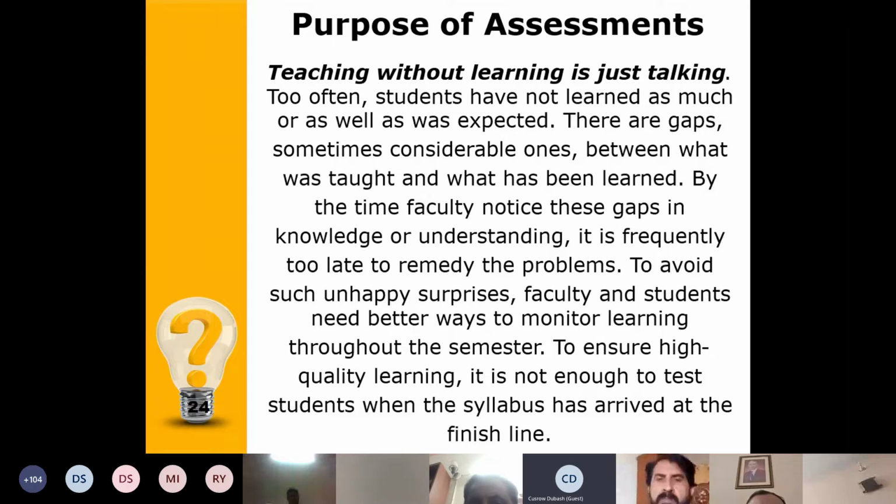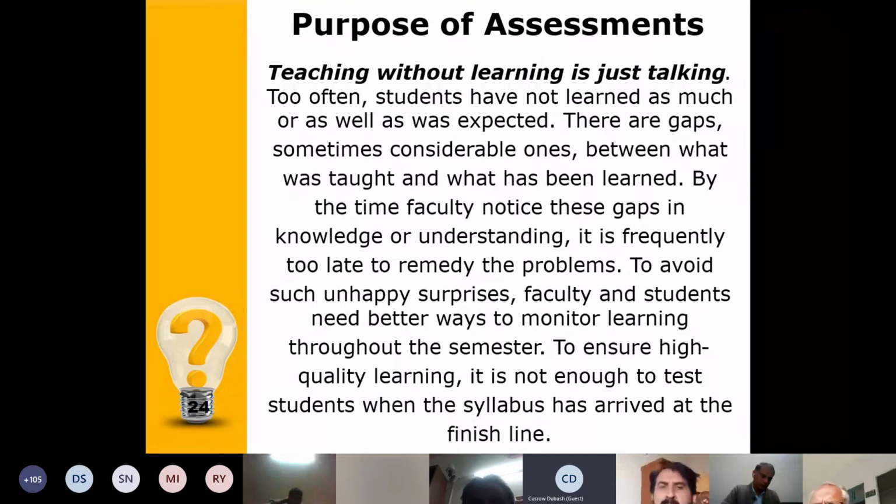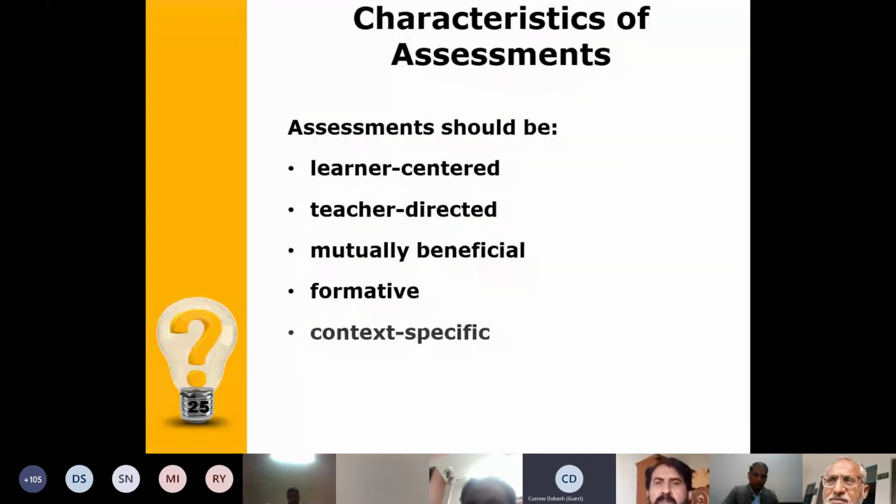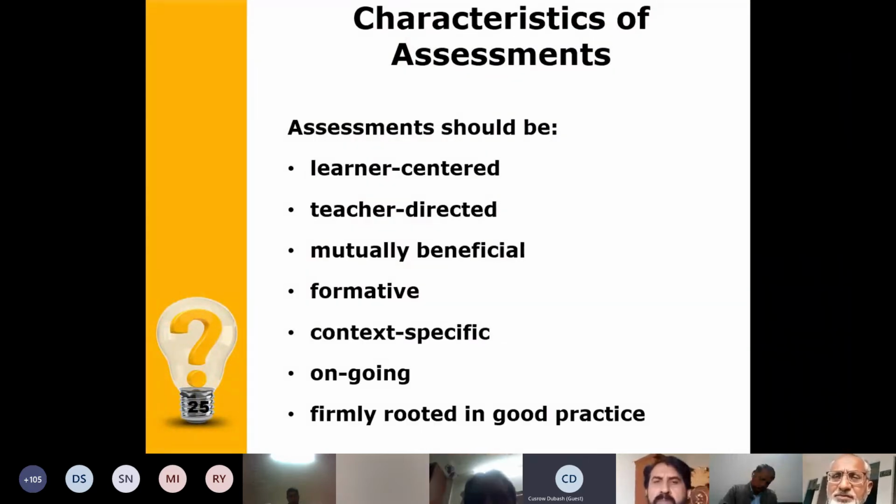So purpose of assessment is not to see how much the student has learned or memorized, but to see how much the student can use that he has learned and analyzed. So, characteristics of assessments. Again, assessments should be learner-centered, teacher-directed. Assessment का मतलब ये नहीं है कि मैं आधी क्लास को फेल करूं. Assessment का मतलब है कि मेरी teaching कैसे गई है. That's why it should focus on the learner and be directed by the teacher.